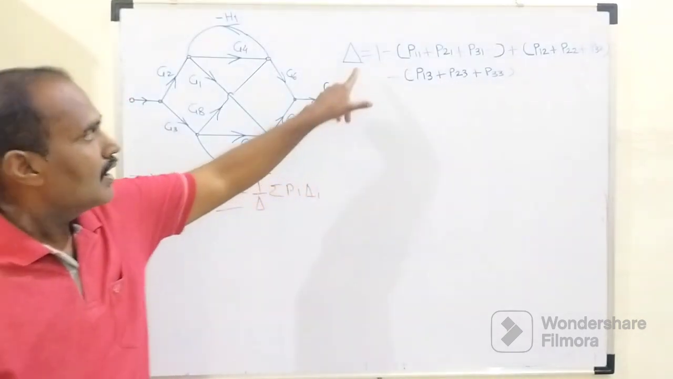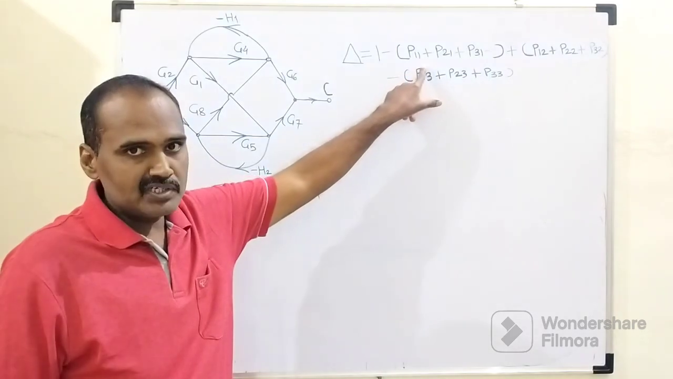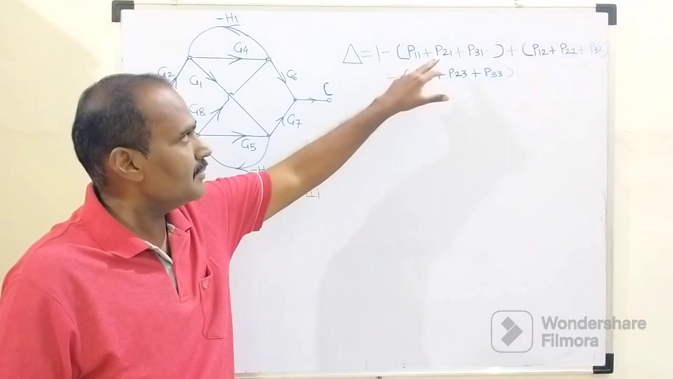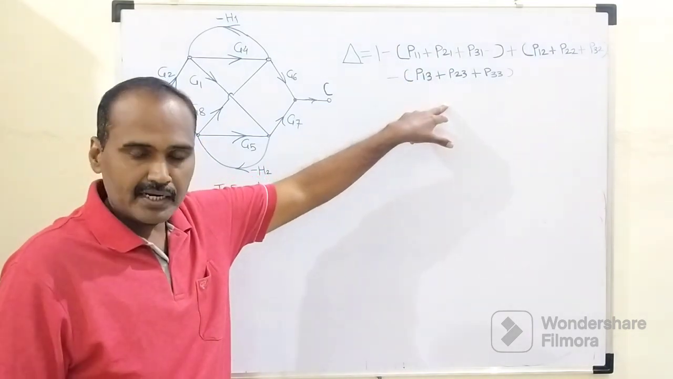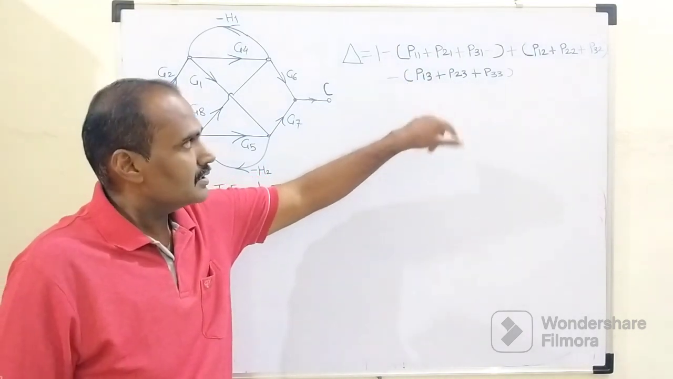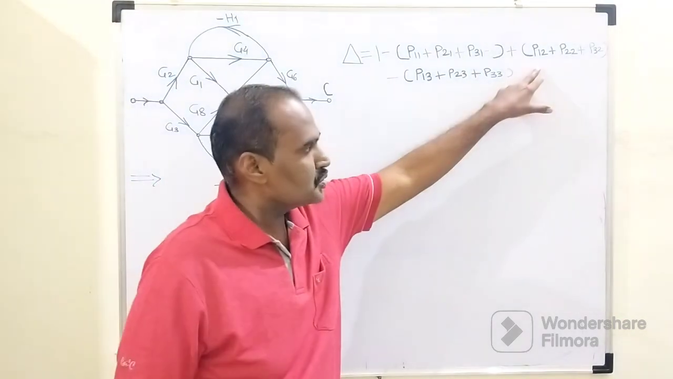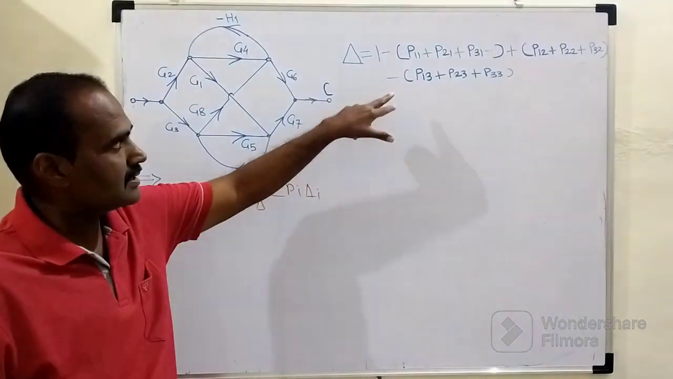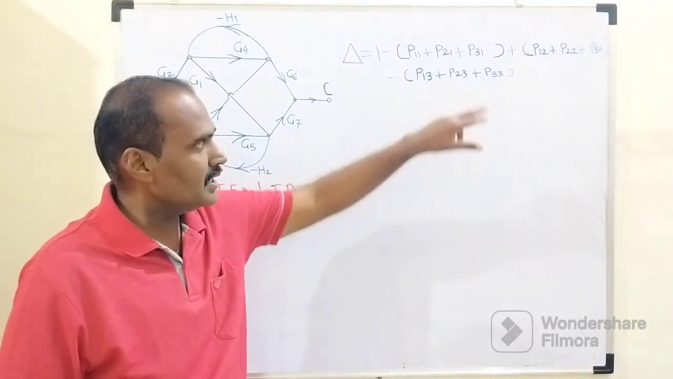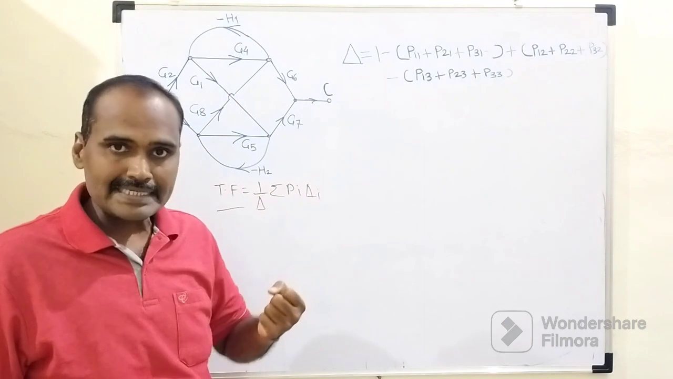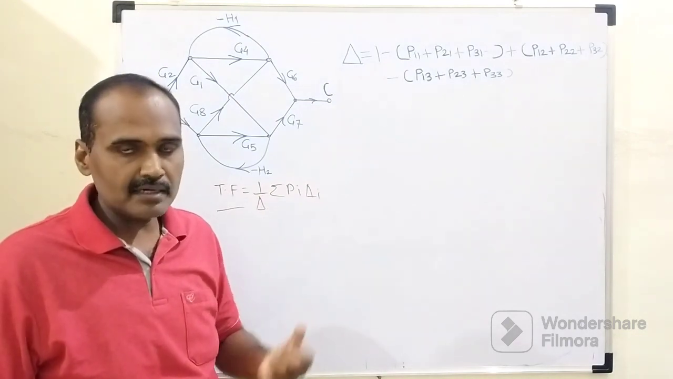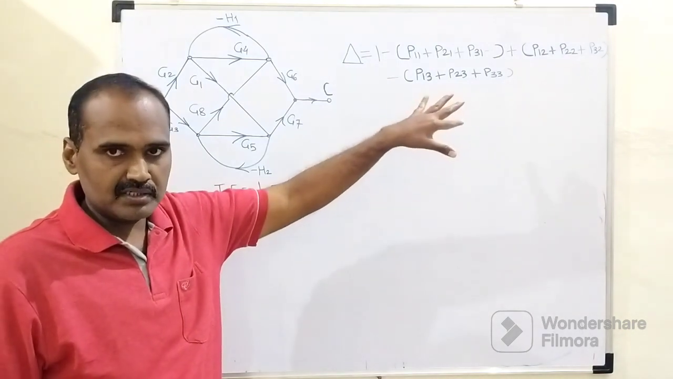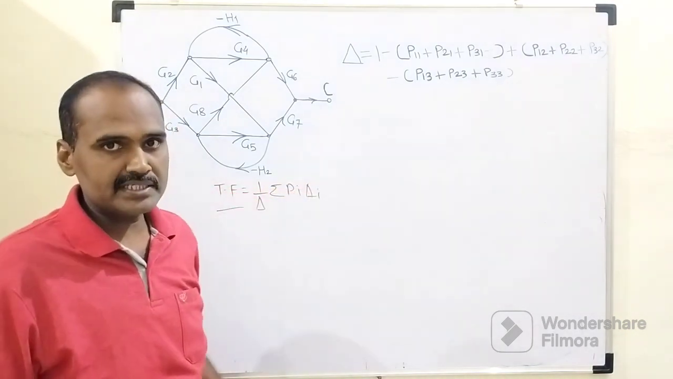Delta equals 1 minus, within the first parenthesis we have terms with subscripts P11, P21, P31, and n number of terms we can have. Then in the second parenthesis we have P12, P22 and P32. Similarly, within the third parenthesis we have P13, P23 and P33. One question arises in our mind: what do these terms stand for? One by one, according to the first, second and third parenthesis, we need to understand.